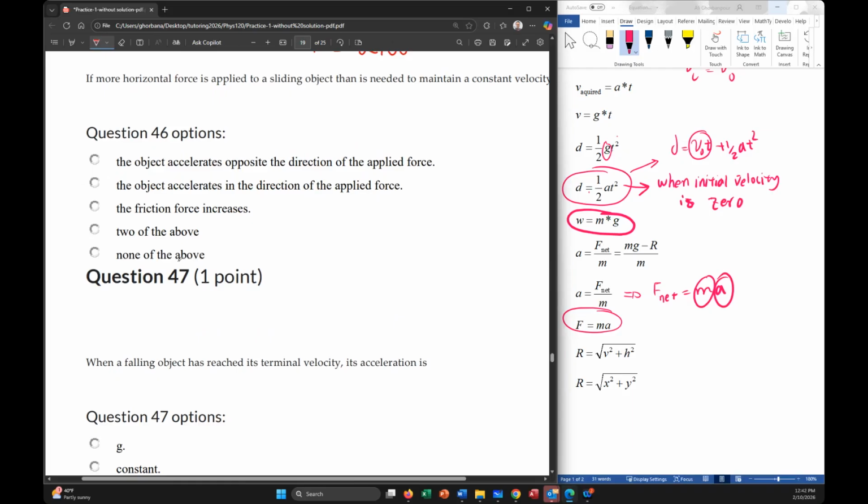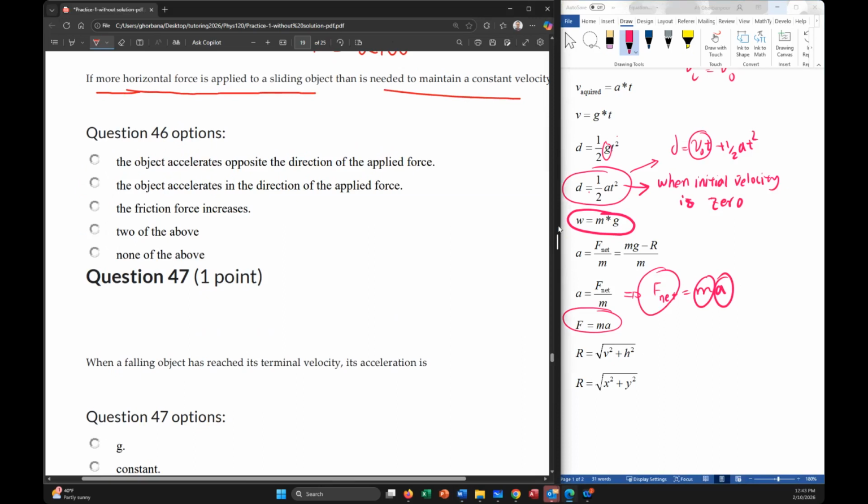What is the definition of the net force? Mass times acceleration. Inside the net force there is an applied force, yes? If you increase the applied force, what happened to the acceleration? Increase, yes? Because we are not changing the mass. The mass is going to be the same. Good. It's telling that the horizontal applied force on the sliding object increases, yes? What happened to the acceleration?